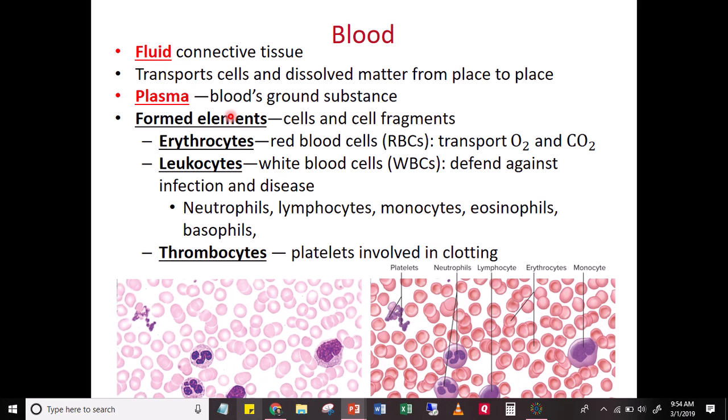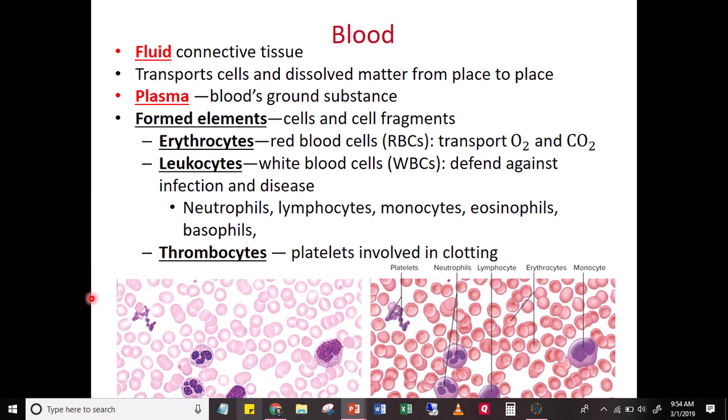We have erythrocytes, red blood cells, which are the most common. They primarily focus on moving oxygen and carbon dioxide around. We have white blood cells, or leukocytes. These focus on protecting our bodies. And then we're also going to have the thrombocytes, or platelets, which are involved in blood clotting.